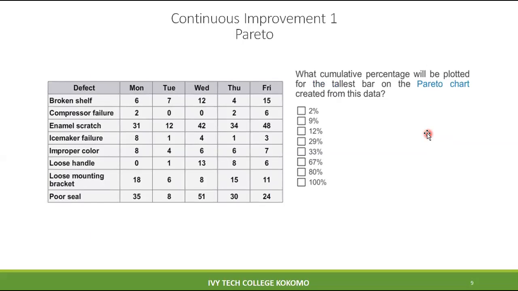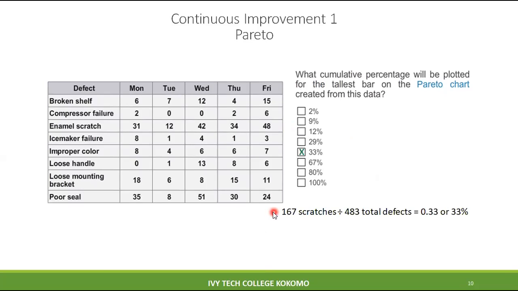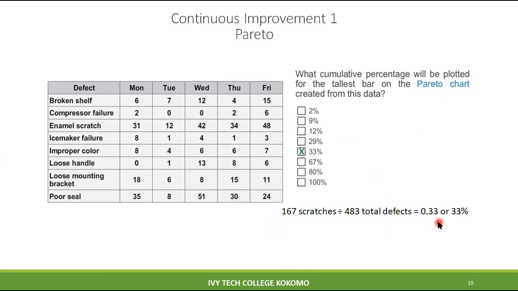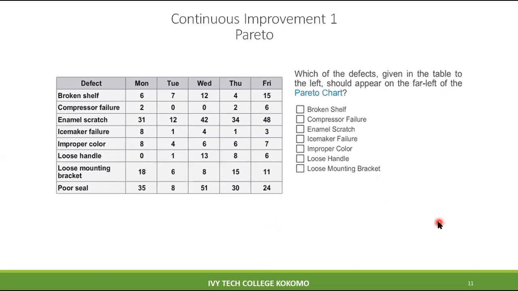The percentage of enamel scratch is what you would chart using the cumulative data. And to get that, all you do is take the total number of enamel scratch, which was 167, and divide it by the total number of defects. And you get 33%. So enamel scratch is 33% of your defects. And on the left side, what should appear on the chart? Well, the most frequently recorded defect is what should be on the left side of the chart, which was enamel scratch.